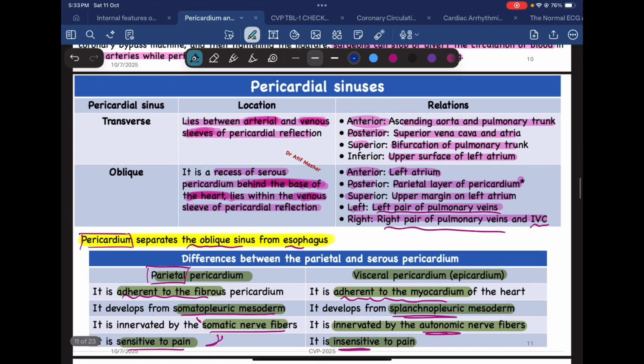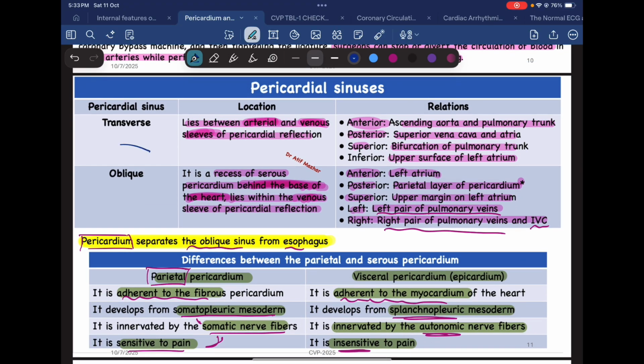Here's a quick summary. Let's go through it quickly. The transverse sinus is located in the arterial venous sleeves with pericardial reflection. Anterior to it, you're gonna find the ascending aorta and the pulmonary trunk. Let's focus on the ascending aorta over here. Posterior to it, you're gonna find the superior vena cava and the atria. Superior to it, which means above it, you're gonna have the bifurcation of the pulmonary trunk, meaning that it's gonna become two pulmonary arteries, and under it, you're gonna find the upper surface of the left atrium.